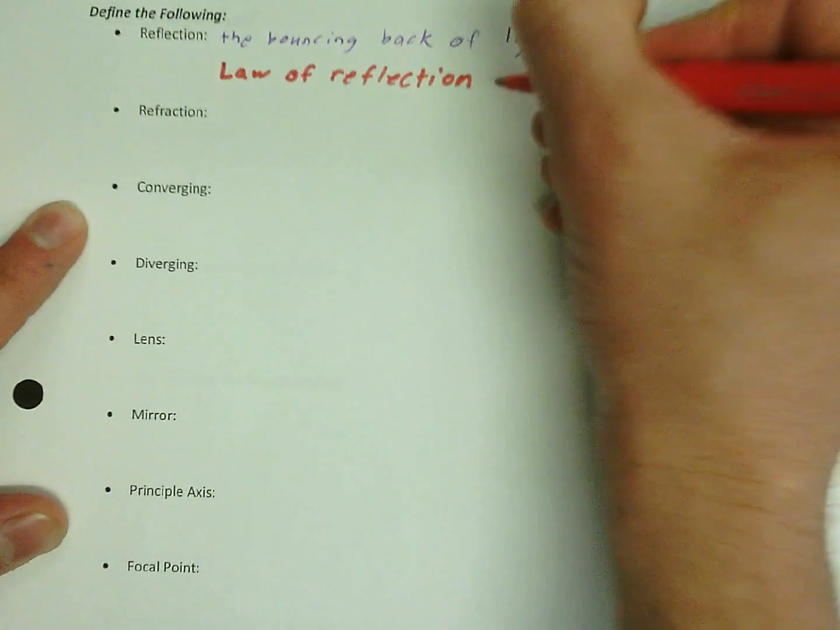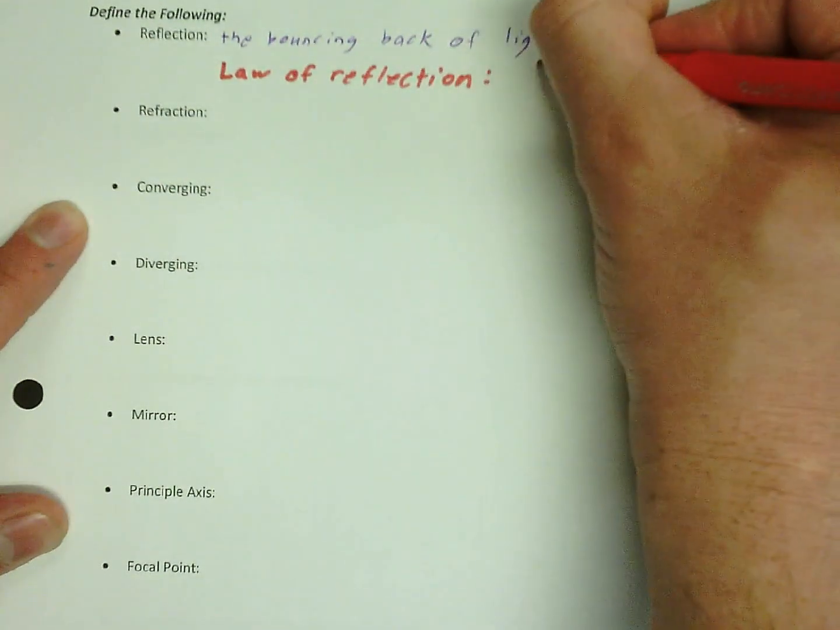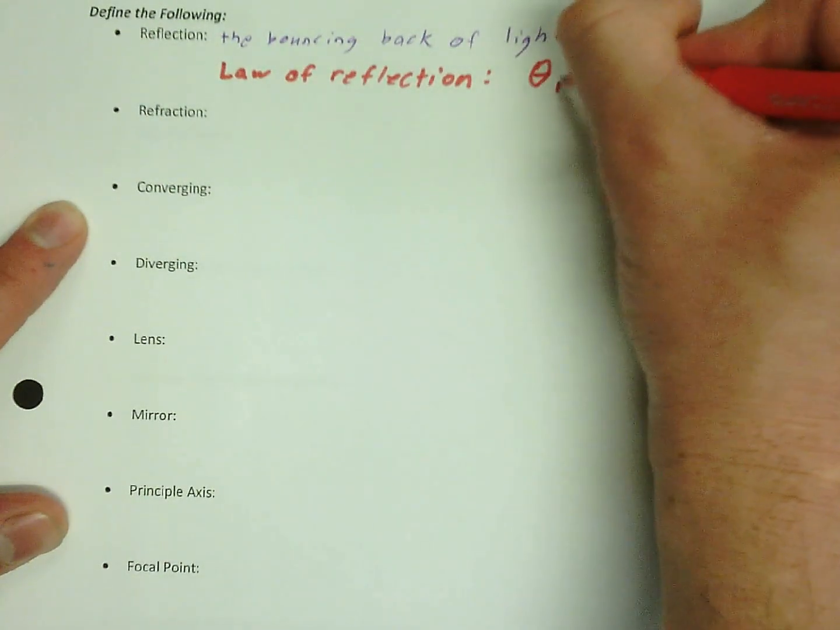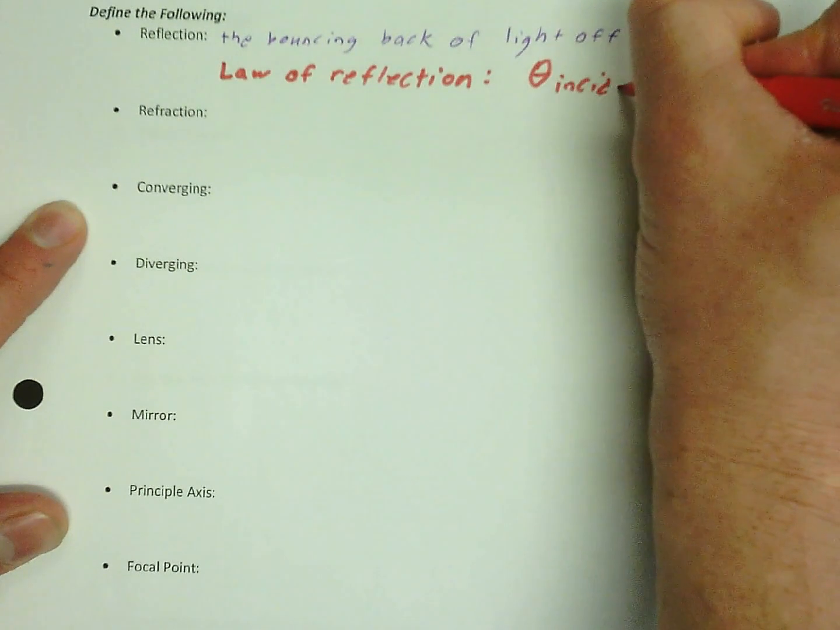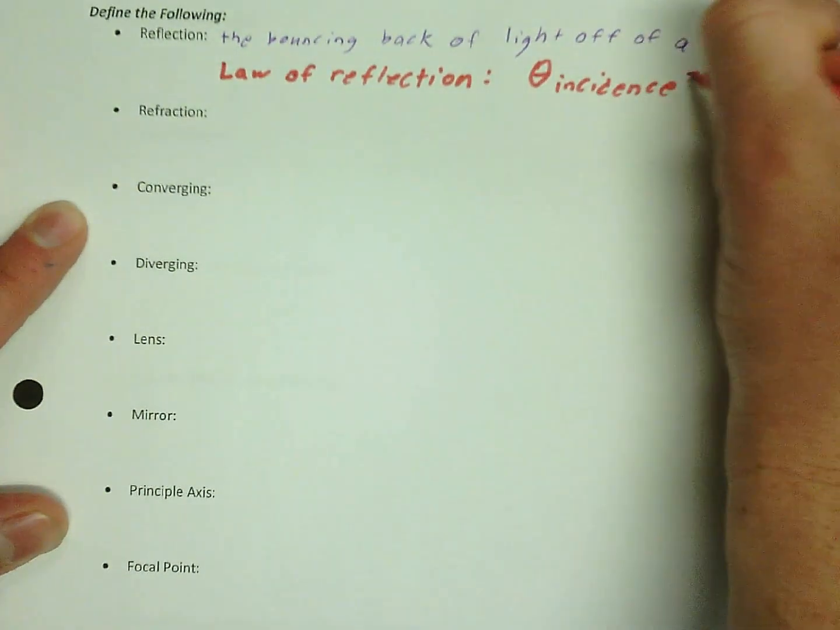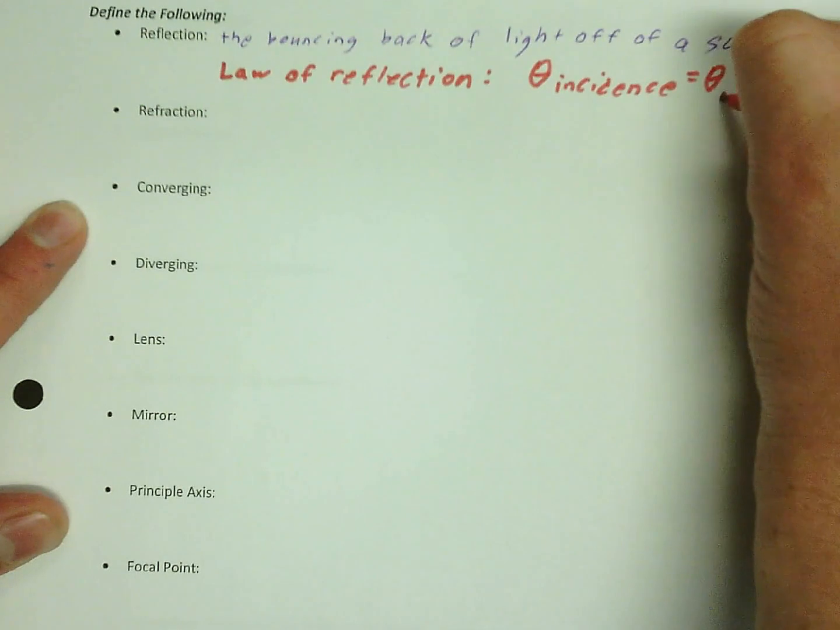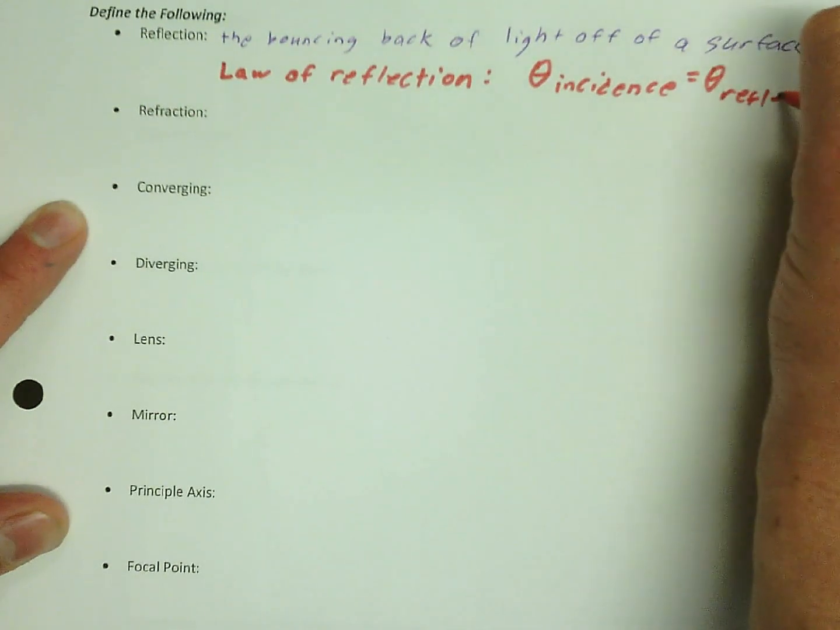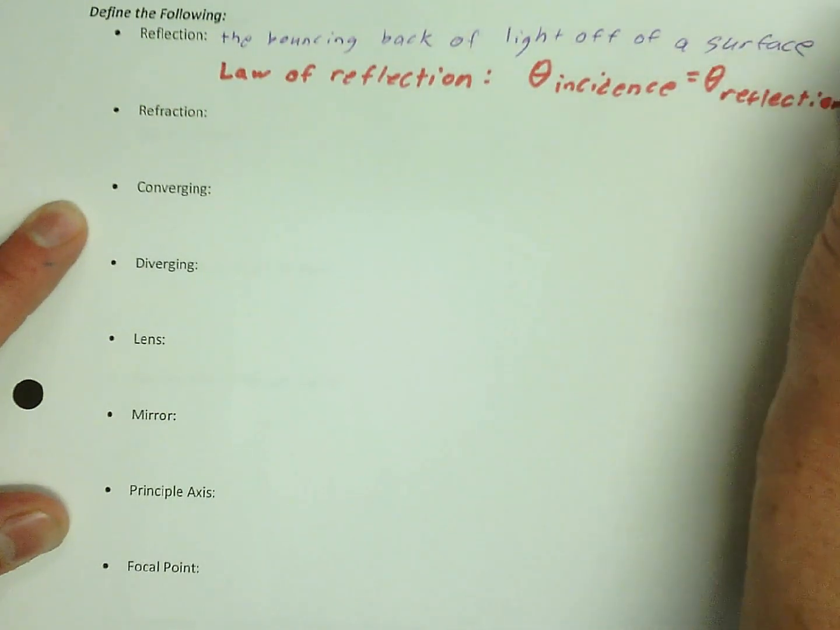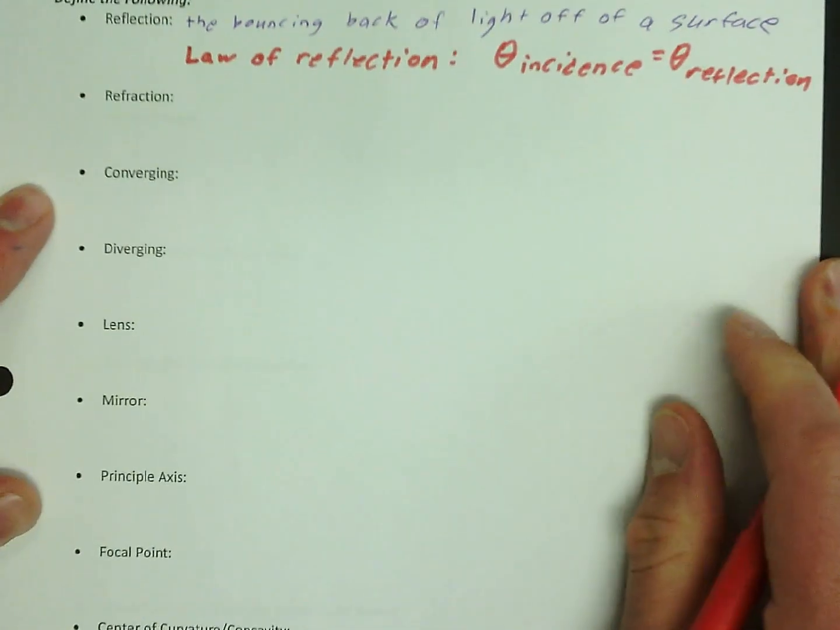So the law of reflection is the angle of incidence equals the angle of reflection. Ooh, I spelled it right this time.